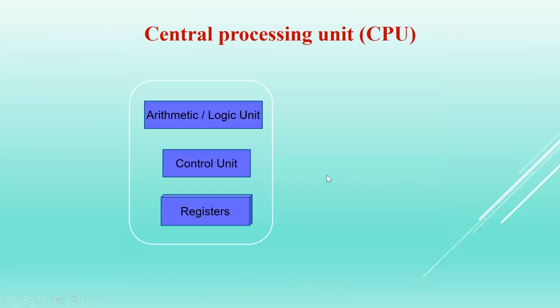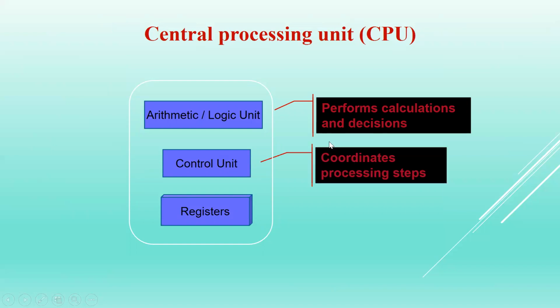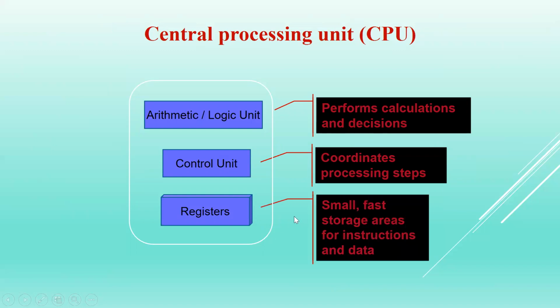The central processing unit consists of the arithmetic logic unit, the control unit, and the registers. The arithmetic logic unit performs calculations and decisions. The control unit coordinates processing steps. And the registers are small, fast storage areas for instructions and data.